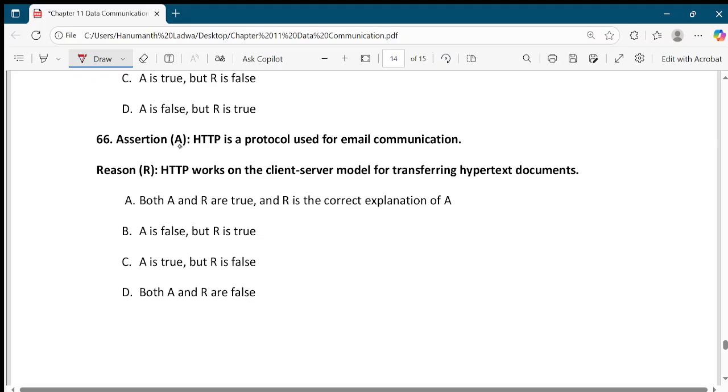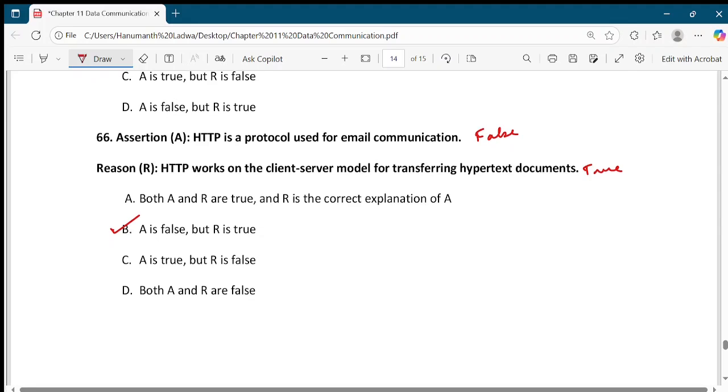Question number 66. Assertion A. HTTP is a protocol used for email communication. No, this is false. Reason R: HTTP works on the client server model for transferring hypertext documents. Yes, this is true. Here you can observe option B, A is false, but R is true is the right answer.